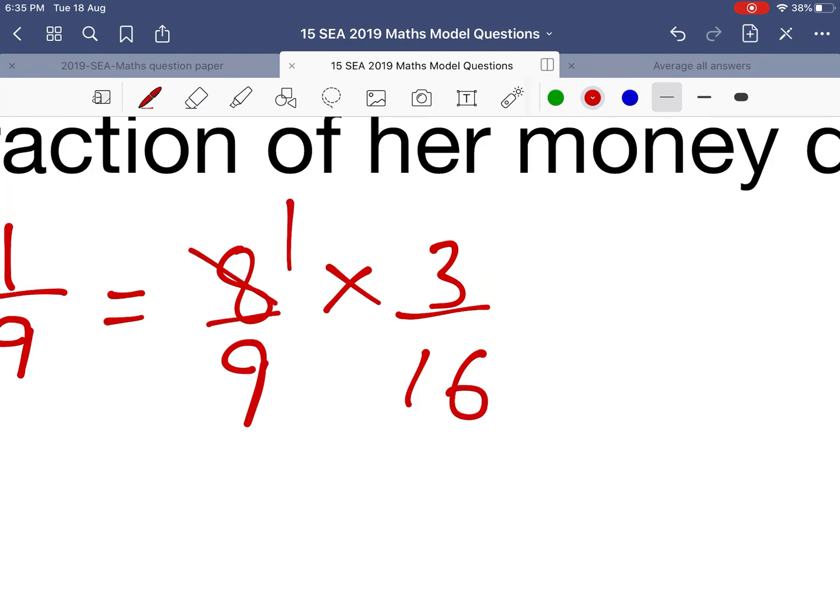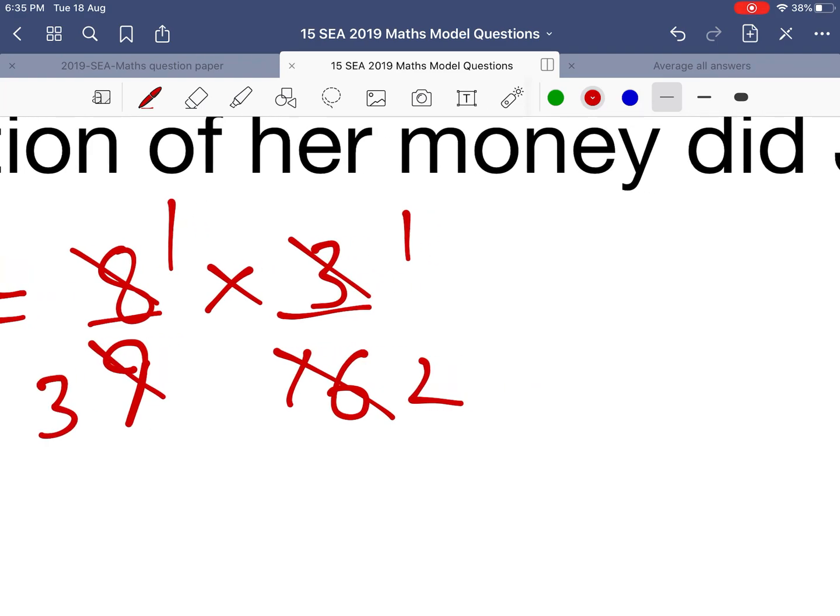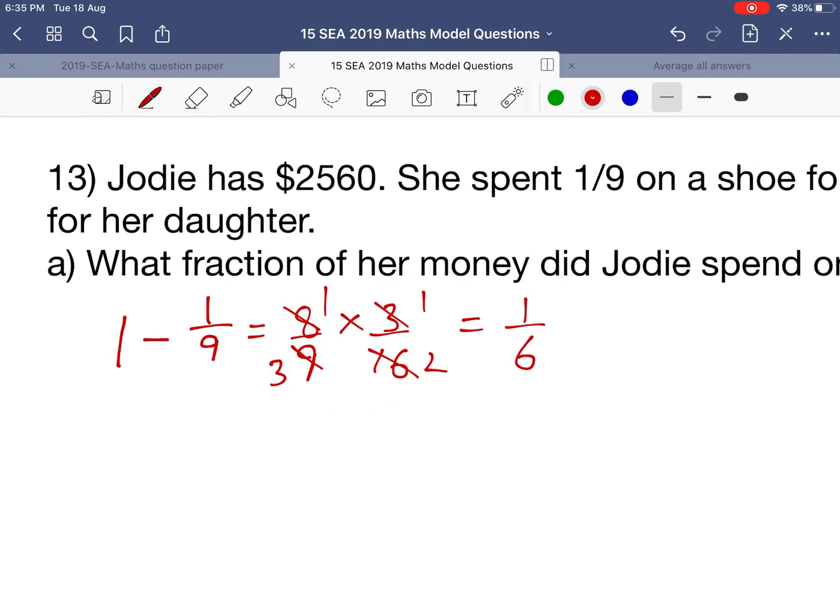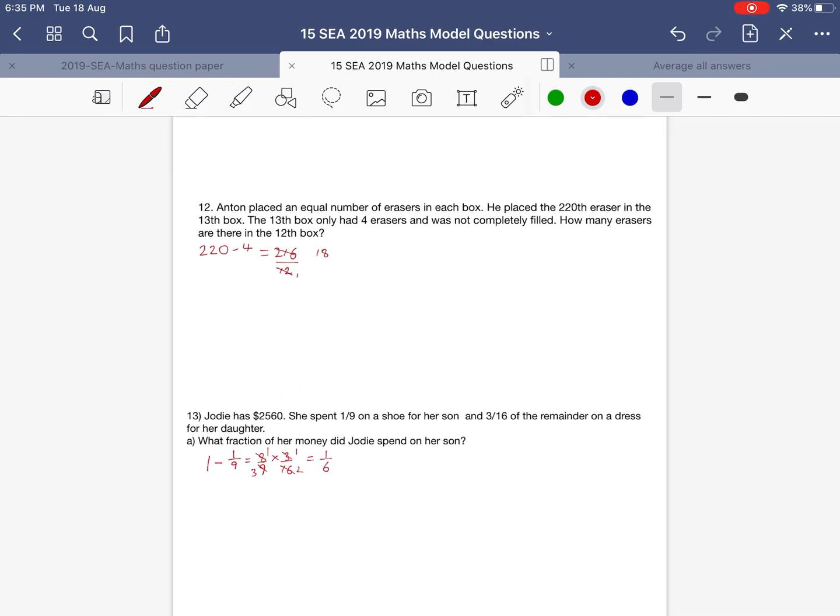8 into 8, 1. 8 into 16 is 2. 3 into 3, 1. 3 into 9 is 3. So this is 1/6. And that's your answer.